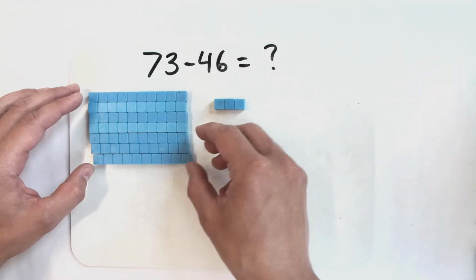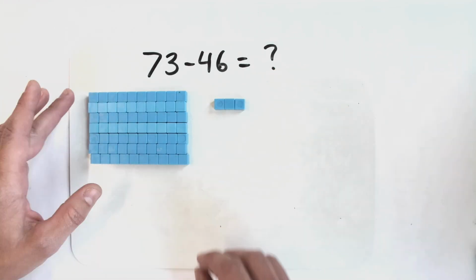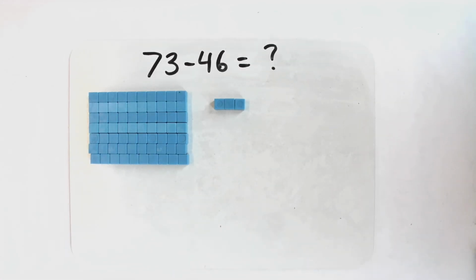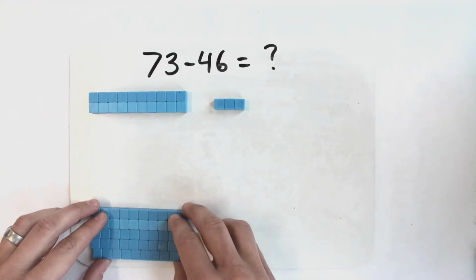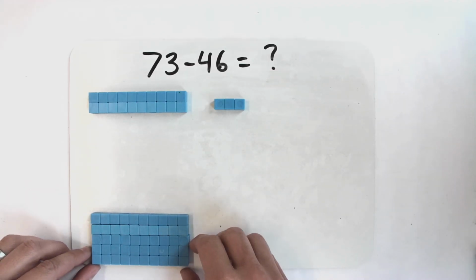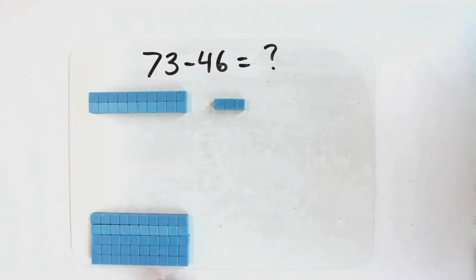So we're starting with our quantity of 73. We want to take away 46. Maybe I might first just subtract 50 because that's close to 40, and that's easy to do from 73. I can just take these away. That gets me down to 23, but I've subtracted too much, right? I've taken away 50 when I should have just taken away 46.